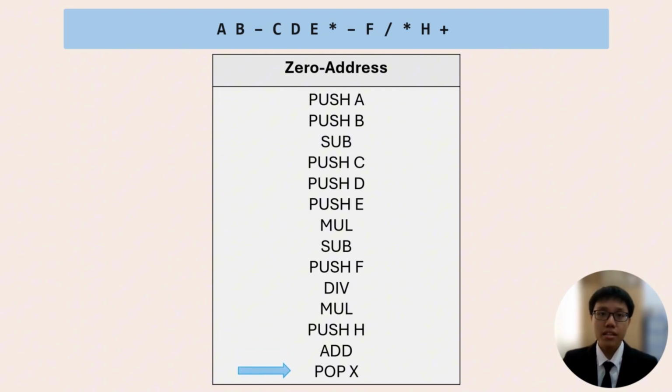So, this is a complete example of converting the infix expression to its postfix equivalent and deriving the corresponding zero address instructions. Now, my team will take over and continue with the next part of our presentation. Thank you.